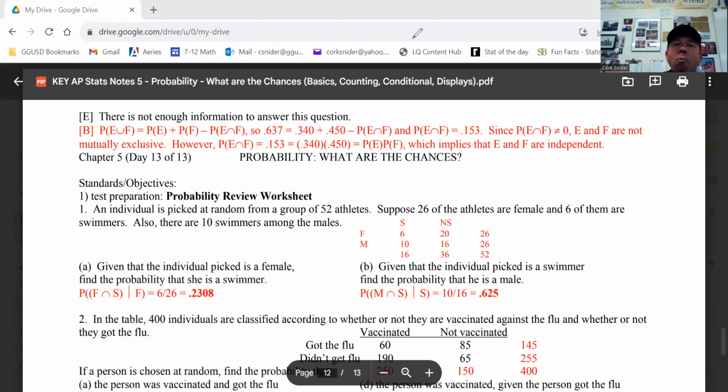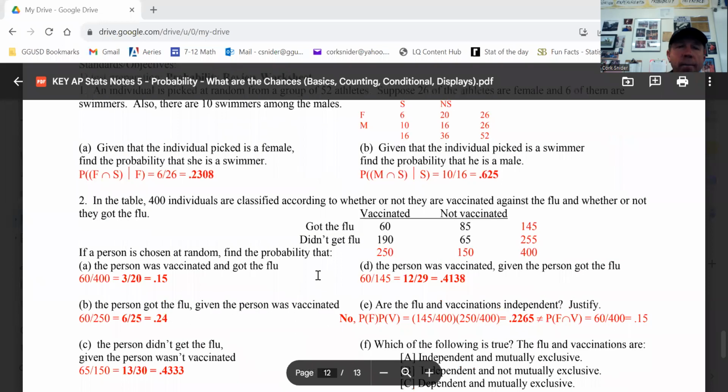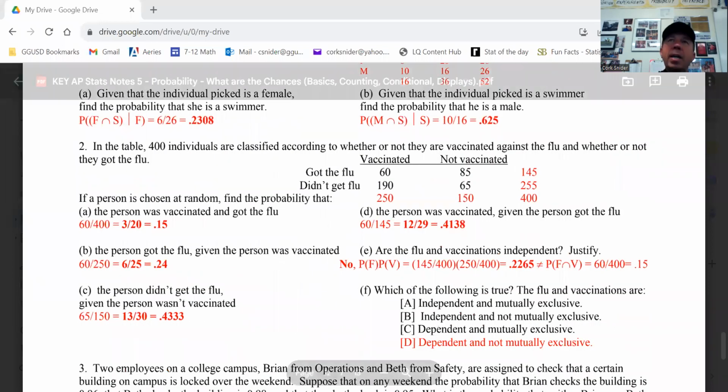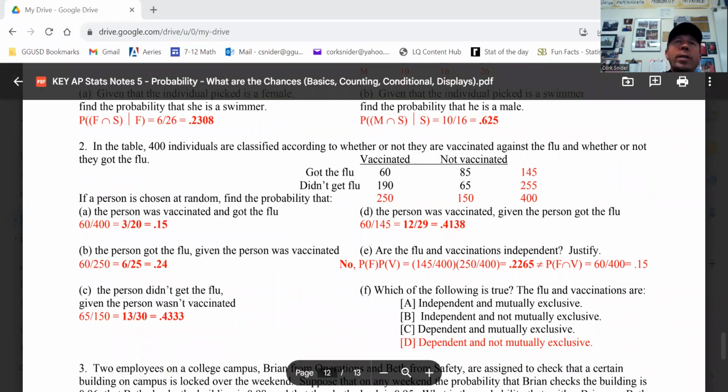I really like question 2. Question 2 is about vaccinations. Kind of a cool question because we've dealt with it so often, so recently. Are vaccinations worth it? Do they work? This is actual data. I forget where I got it, but it's a small community. And it asks some pretty simple questions.